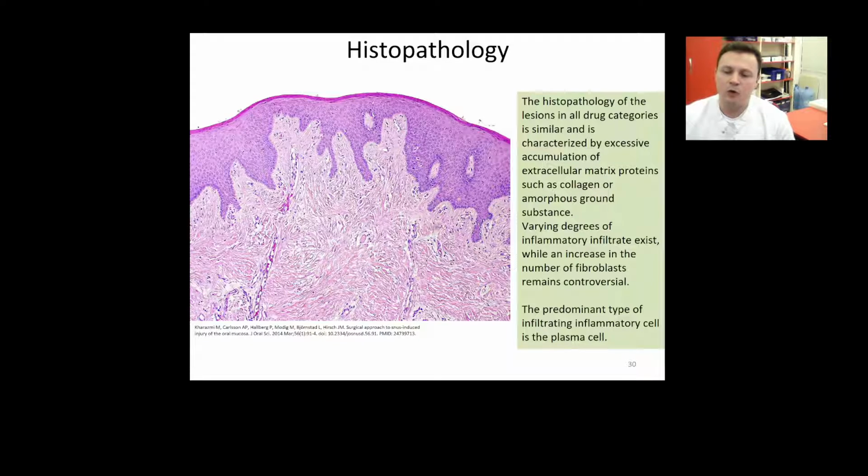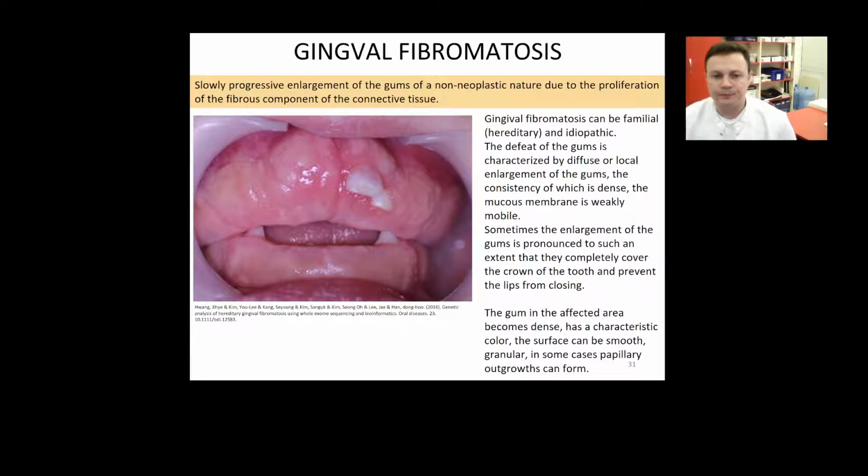Parakeratinized epithelium of variable thickness covers the connective tissue stroma, and epithelial ridges may penetrate deep into the connective tissue, creating irregularly arranged collagen fibers.